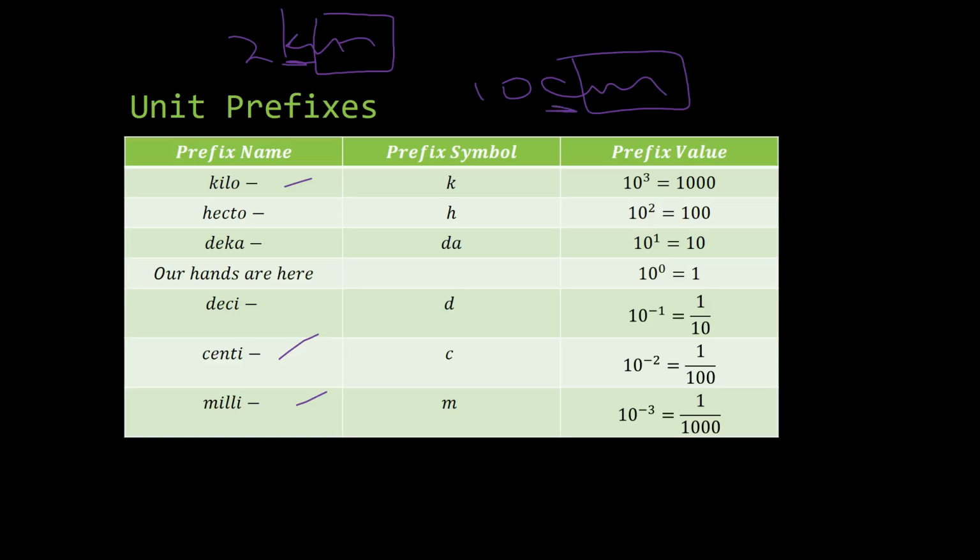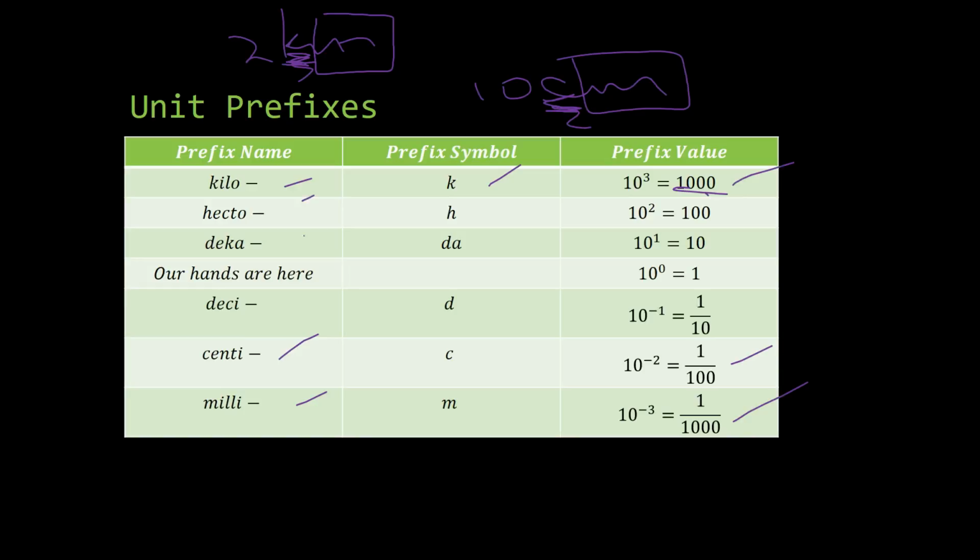This kilo and centi that you see in front here is just simply telling us what the prefix value is. And kilo has a prefix value of 10 to the power of 3, meaning 1000. Centi has a prefix value of 10 to the minus 2, which means divide by 100. And milli has a prefix value of 10 to the minus 3, divide by 1000.